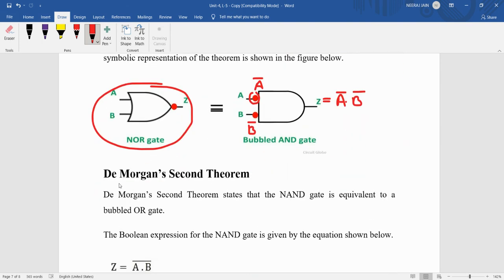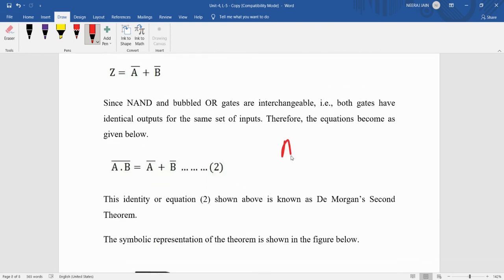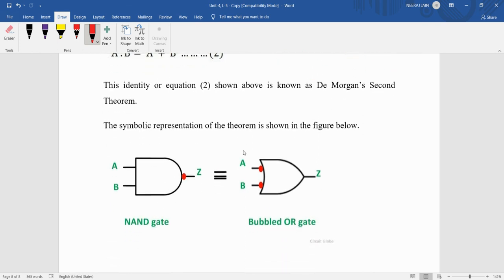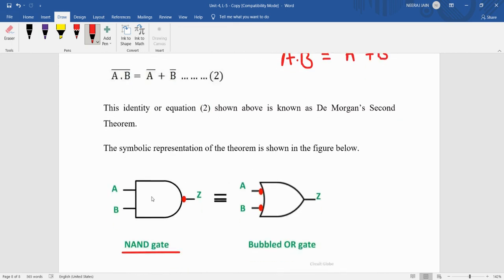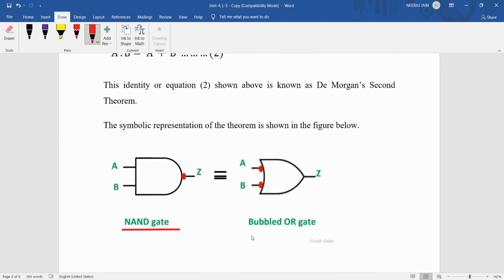Now come to the second De Morgan theorem. That will be (A dot B) bar is equal to A bar plus B bar. Now (A dot B) bar is equal to the NAND gate. That is the reciprocal of the AND gate. And A bar plus B bar will be the bubbled OR gate.